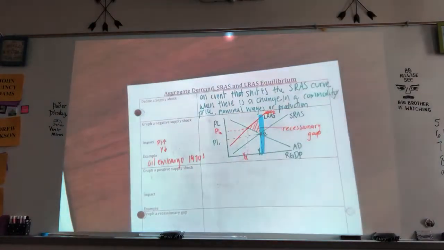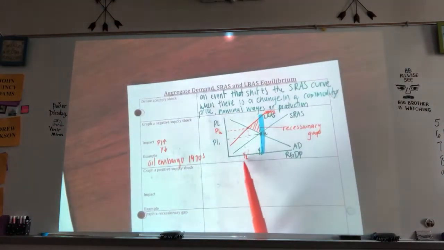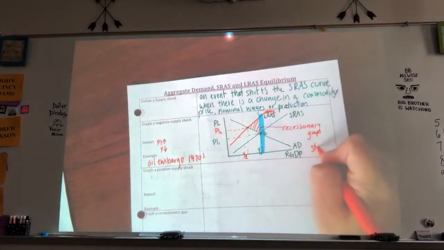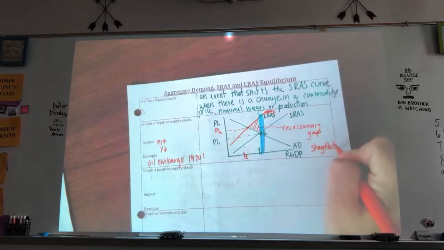And so with that shortage, prices went up, right? But then output went down. And if output goes down, what happens to people's jobs? It goes down as well. So we have higher unemployment. And what do we call it when you have high inflation and high unemployment? This is the graph for stagflation. This is exactly what happened in the 1970s. So this is the stagflation graph. This shows me high unemployment.